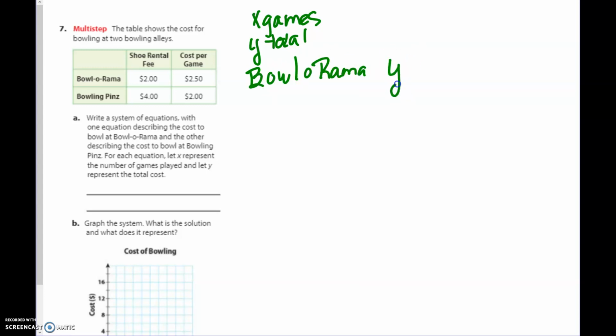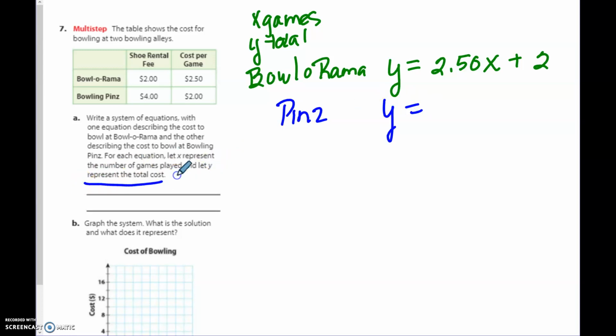okay, the total cost y is going to be $2.50 per game plus the $2 for the bowling shoes. All right, Pins, their total cost, they said they wanted y to represent the total cost, they only charge $2 per game, but they charge $4 for the shoes. Okay, so they want us to graph this, but when we graph this, we have a $2.50 here.